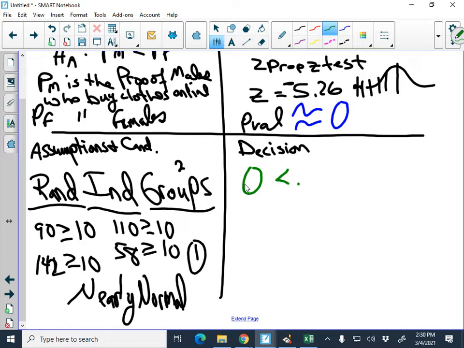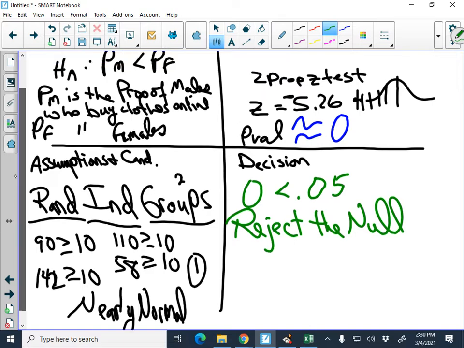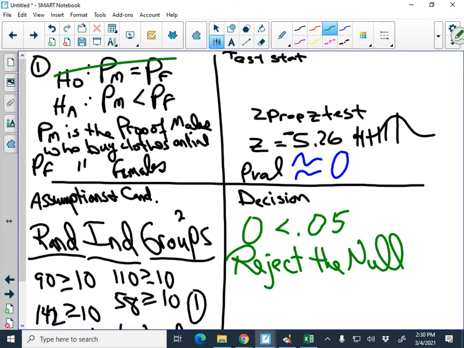Now, 0 is less than 5%. Hopefully we've got this down now. I've done one on purpose of each kind. We are going to reject the null. We don't think the null is therefore true. If we go back up here, we're saying, all right, they're not equal. We think that the males are less than the females.